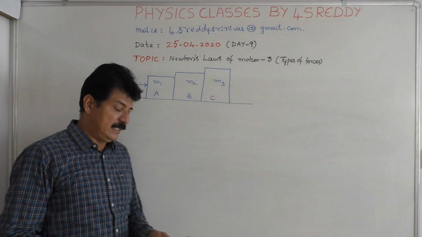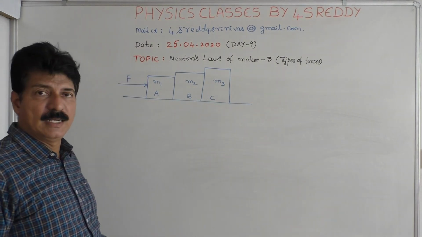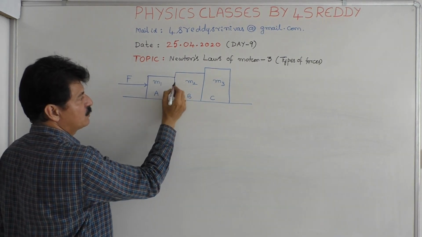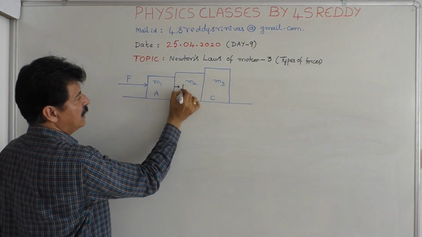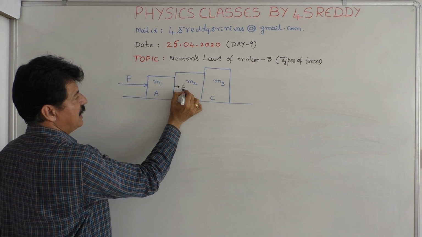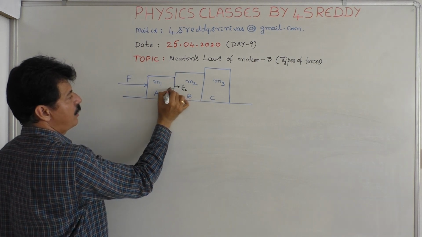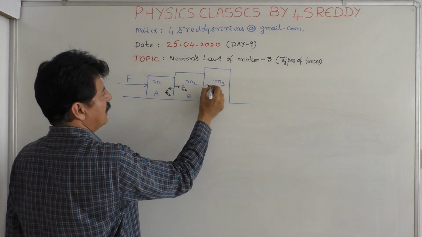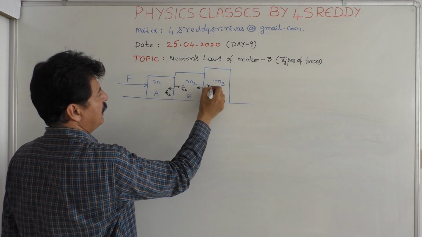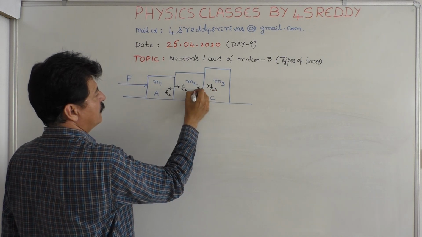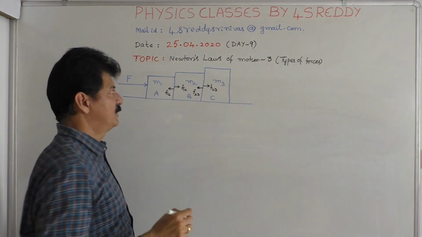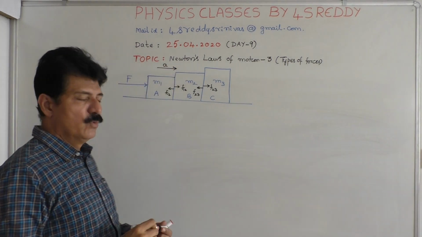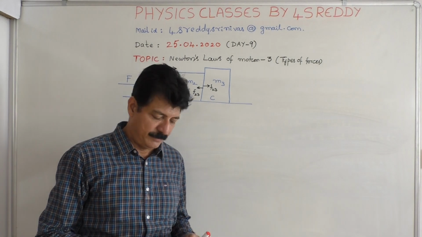And once you are given like this, then what happens? If you observe at this point here, there exists a contact between these two, A and B, so there exists a contact force. This is F12. And here also there exists a contact force between 2 and 3. This is F23. This is the contact force. Throughout the journey, it moves with an acceleration A.